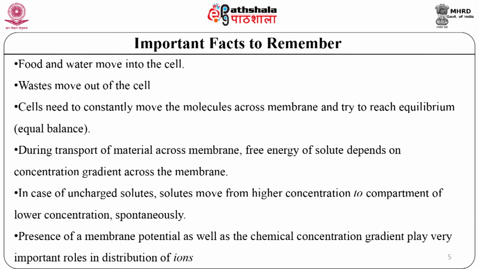The presence of a membrane potential as well as the chemical concentration gradient play very important roles in the distribution of ions. Cells need to move molecules constantly across the membrane in order to try to reach equilibrium. Actually, such equilibrium is never truly reached.